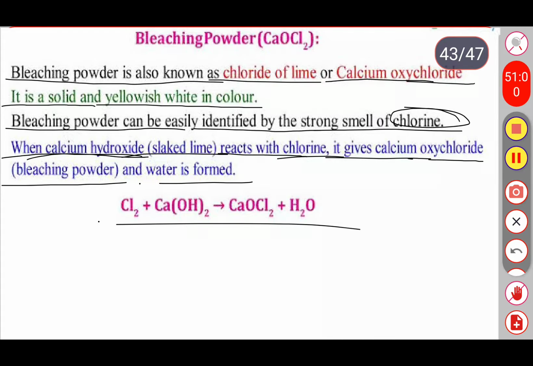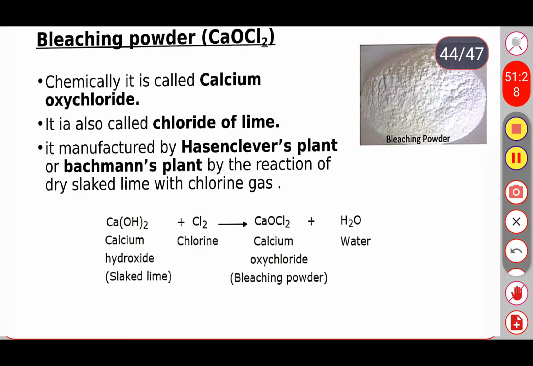The raw materials for the manufacture of bleaching powder are slaked lime and chlorine. Both are obtained from the electrolysis of brine. Bleaching powder is chemically called calcium oxychloride. So this is some of the information related to bleaching powder. One more important name for bleaching powder is calcium oxychloride. It is also called chloride of lime.